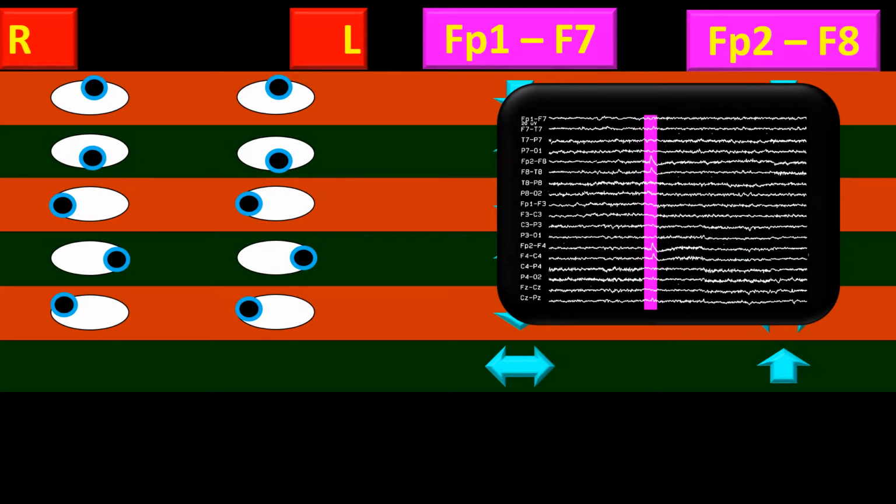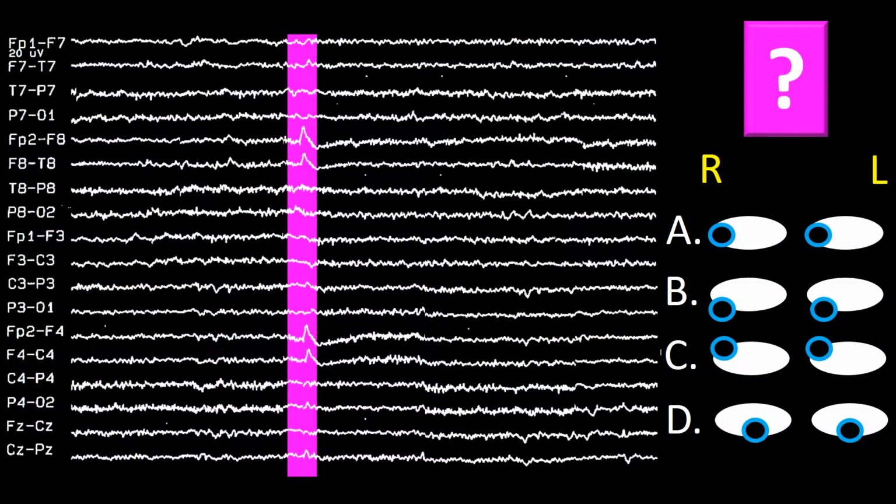Going back to the general figure, in this case, you can see that the eye movement goes up at FP2 and is neutral at FP1 F7. Therefore, the movement, as we previously mentioned, will be to the right and down. So the answer to this question is B.